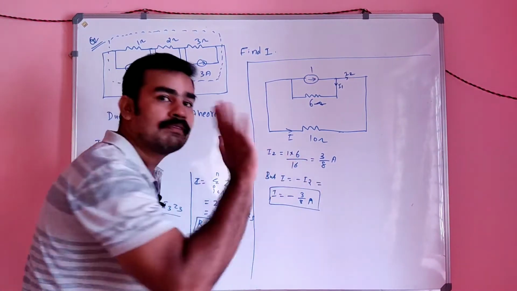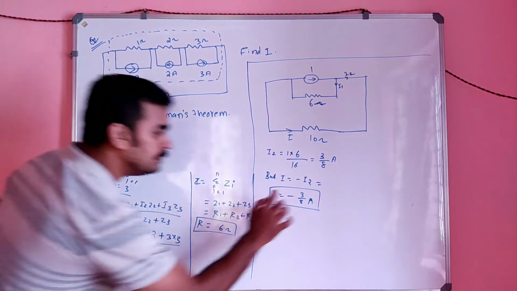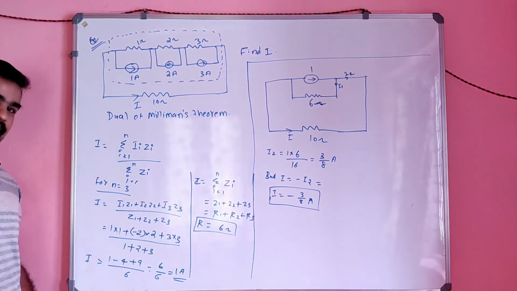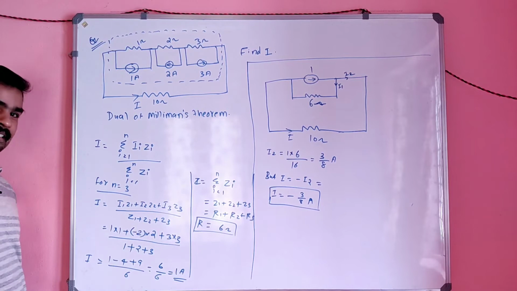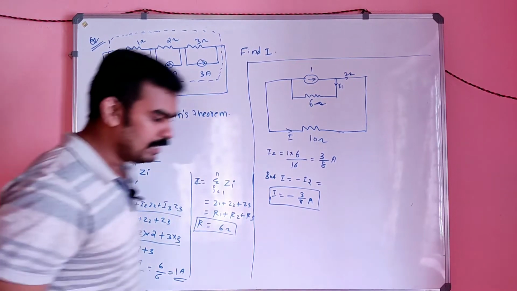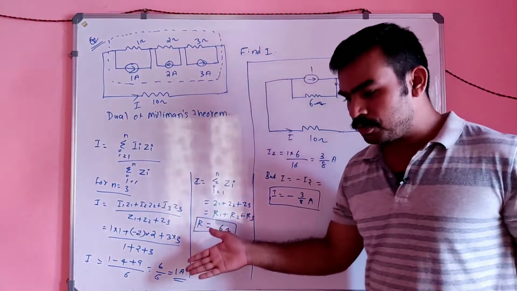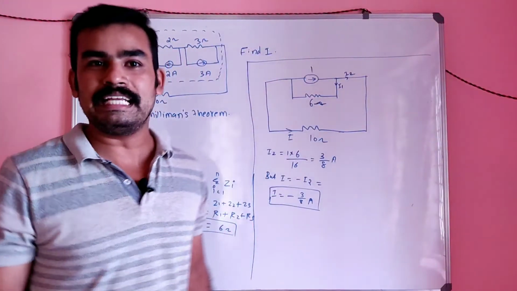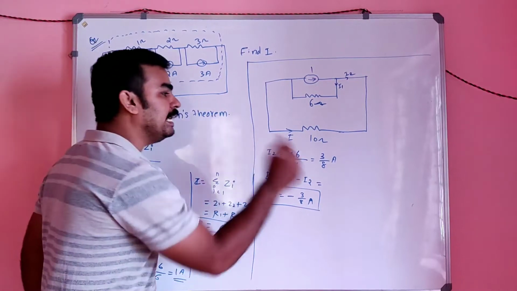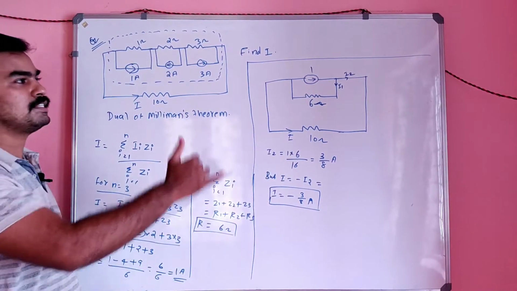3 by 8 ampere is not the final answer. And minus 3 by 8 ampere is the final answer. That is what you have to keep in your mind always. So this is a very good question actually. But the answer, you can solve in just 2 or 3 steps. But you have to take care of the direction. Otherwise the answer will be wrong.